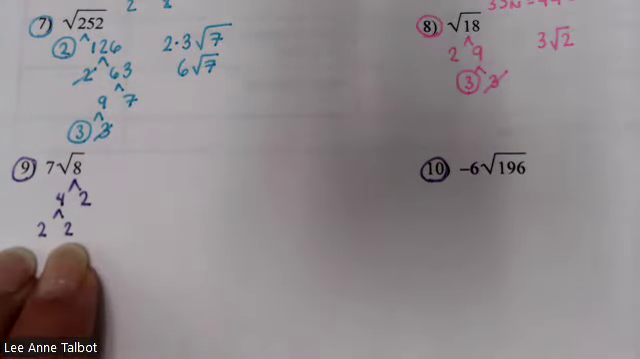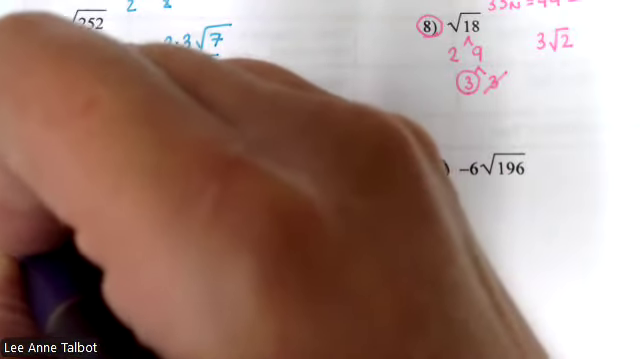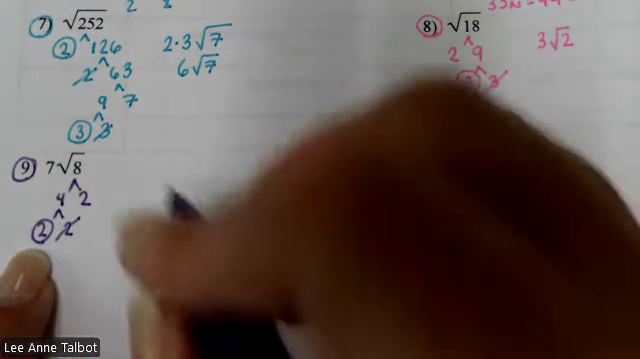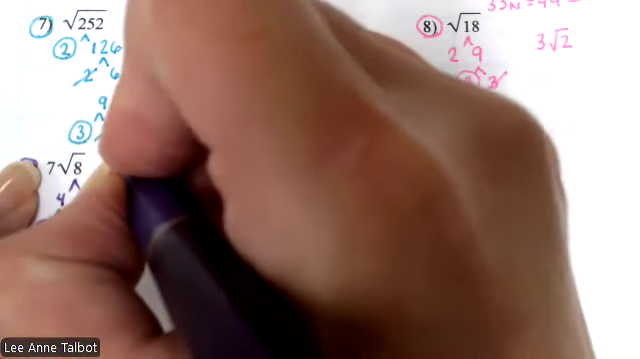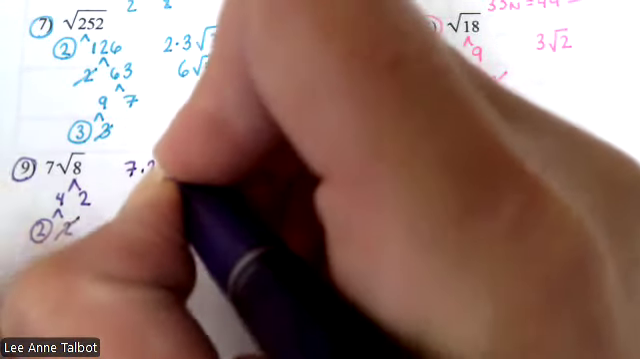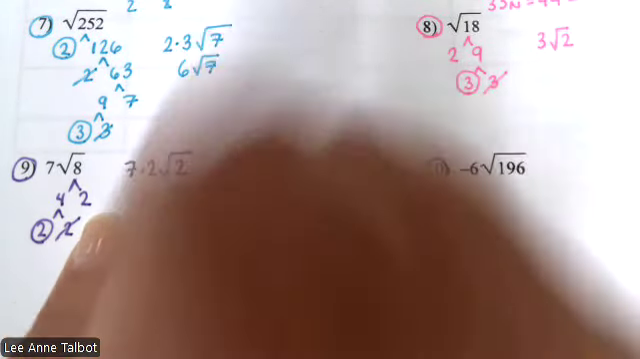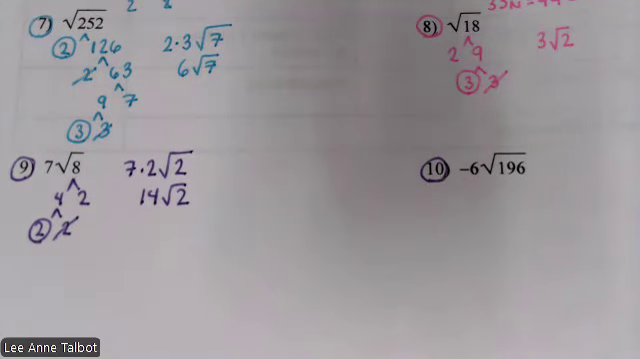Okay, so I see a pair of 2's, circle, cancel. The circle 2 is going to come outside and multiply with the 7. And then the leftover 2 stays in here. 14 root 2.